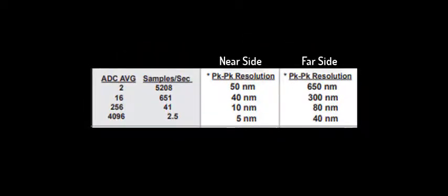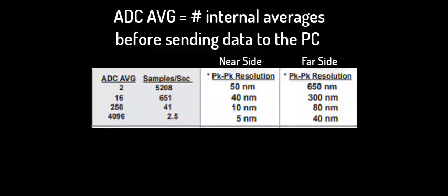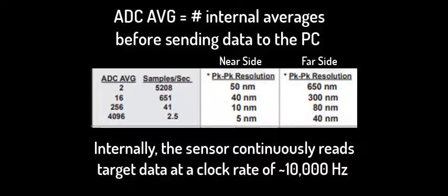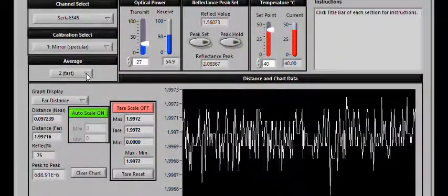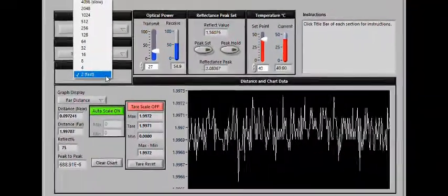Now let's talk about sensor resolution. This table shows the D100 distance measurement limitations due to the internal noise of the sensor. ADC average, that equals the number of internal readings averaged before sending data to the PC. Internally, the sensor continuously reads target data at a clock rate of approximately 10,000 readings per second. The ADC average speed is selectable from the drop-down menu at Average.